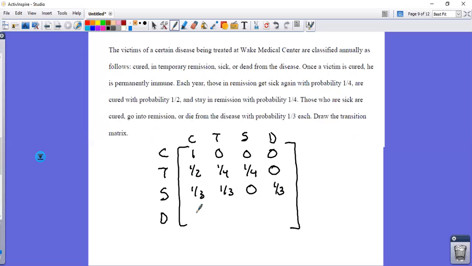And of course, those who die cannot leave. So this actually has, anytime you have a 1 on that diagonal, there are 2 absorbing states. If you get cured, you stay there. But if you die, you stay there. So there's 2 absorbing states.